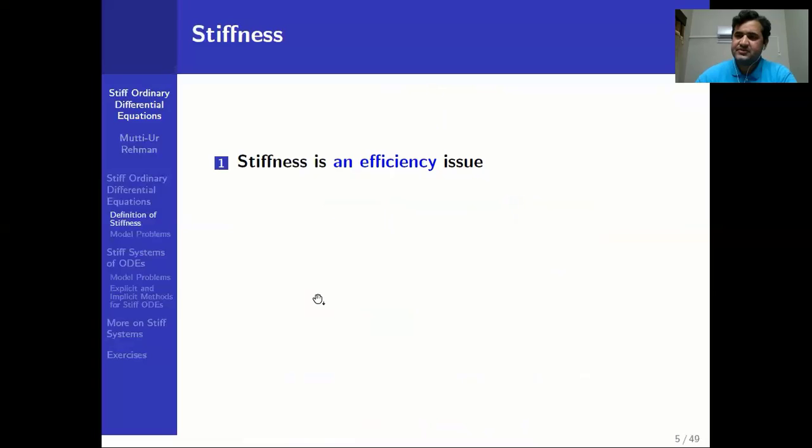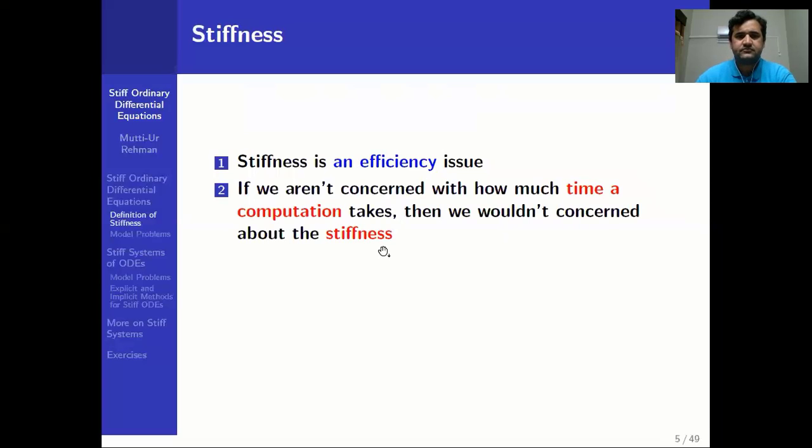Yes, stiffness is basically an efficiency issue. We will not study this in this particular lecture, but of course it's something very interesting, and one can cover it at a later stage.